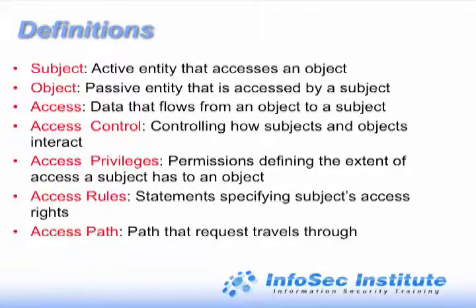So, okay, definitions. These are something that you basically just need to burn into your brain. Subject: this is an active entity that accesses an object. This could be a user or an individual. It could be a piece of software or an application or process. Object is a passive entity that is being accessed by a subject. Access is data that flows from an object to a subject. Access control is controlling how the subjects and objects interact.